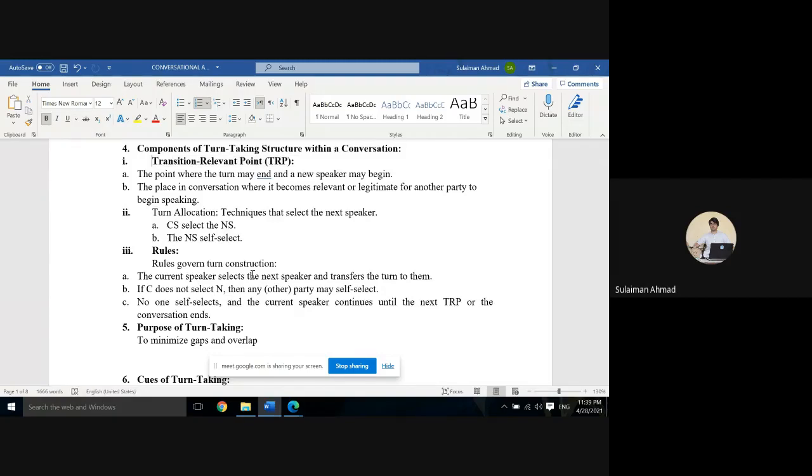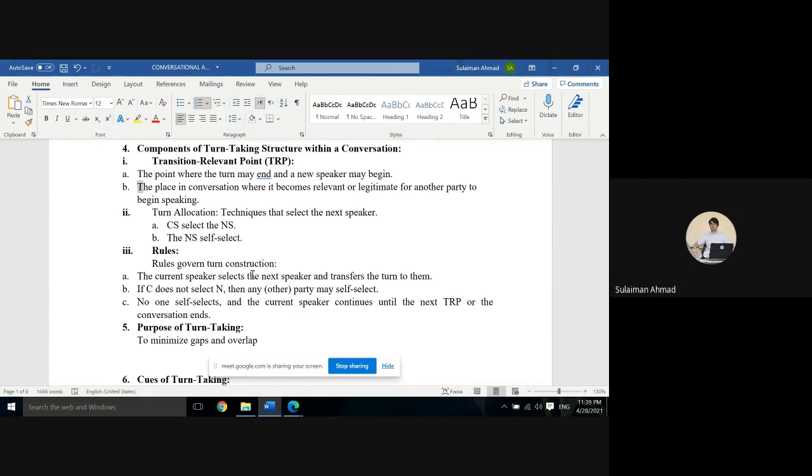Look at this. Transition means a smooth movement, right? Relevant, appropriate, you may say, and point means point of time. So transition relevant point means the point of time where the turn may end and a new speaker may begin, right?